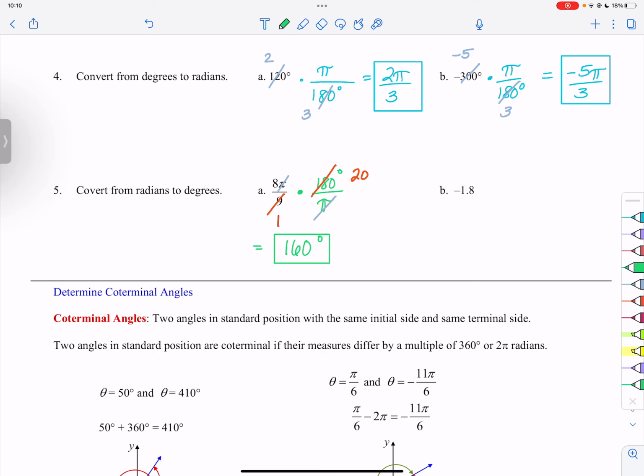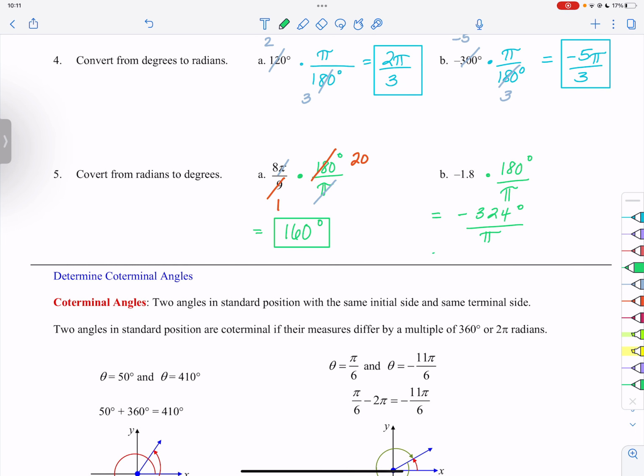Okay. So now let's try one more of those, negative 1.8. So we'll multiply again by 180 degrees over pi. And now, as you can see, we will just multiply right across, and we will end up with a negative 1.8 times 180 is a negative 324 degrees over pi.